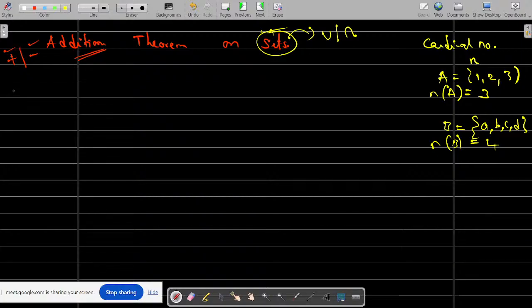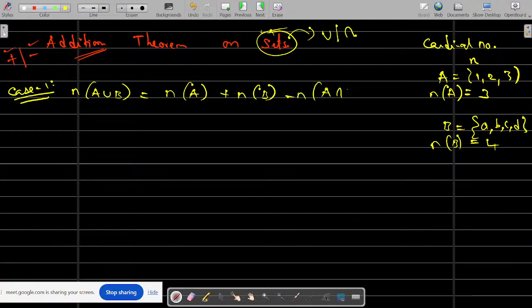Okay, so we have two cases. Case 1: n of A union B is equal to n of A plus n of B minus n of A intersection B. So this is one theorem. I'm not going for the derivation part. Then case 2. So this is on two sets, A and B.